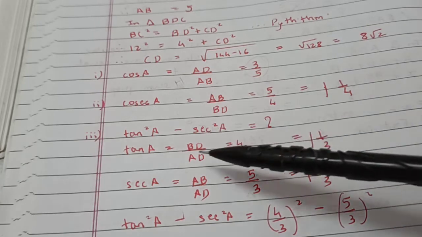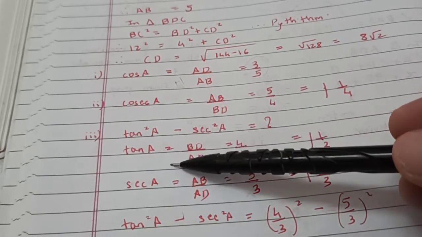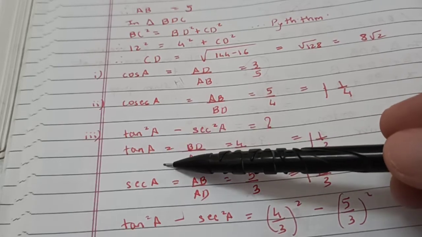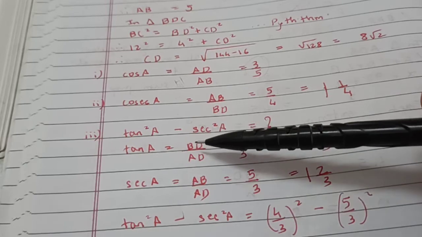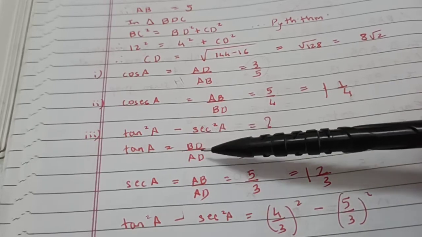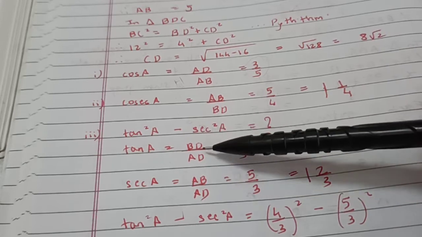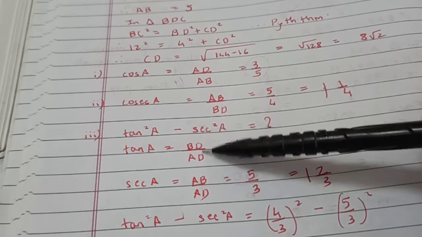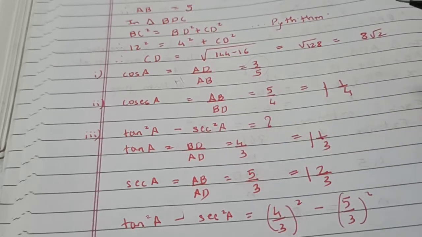Well, let's find tan A first. What was the definition of tan A? It was O upon A, that is opposite upon adjacent. Opposite side for angle A is BD. Please focus only on triangle ABD for this. And adjacent was AD. So O upon A is BD upon AD. You have to mention this. BD upon AD is 4 upon 3.